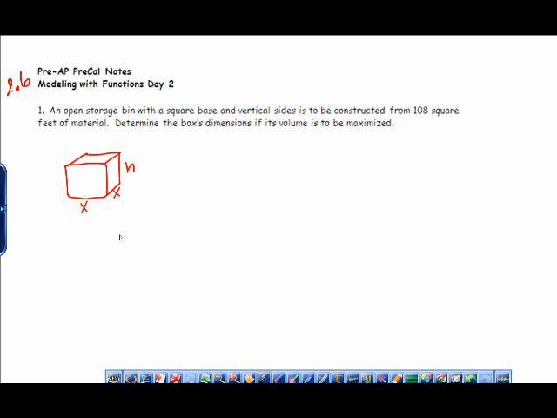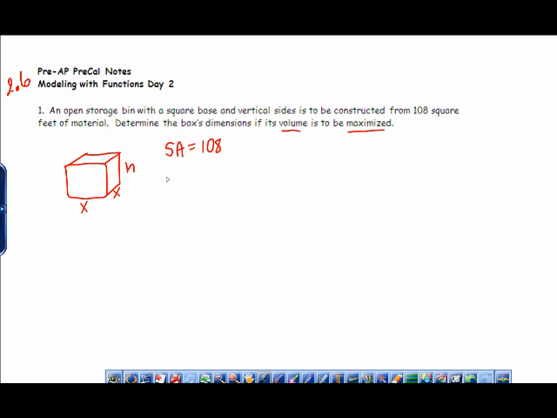Okay, so it says that it is constructed from 108 square feet of material. So we know right now that the surface area is 108. Well, if I write an expression for surface area, then I can solve for h, and then I can not have an h anymore, but have this height be in terms of x as well, and I can get to the real point of this problem, which is to maximize the volume.